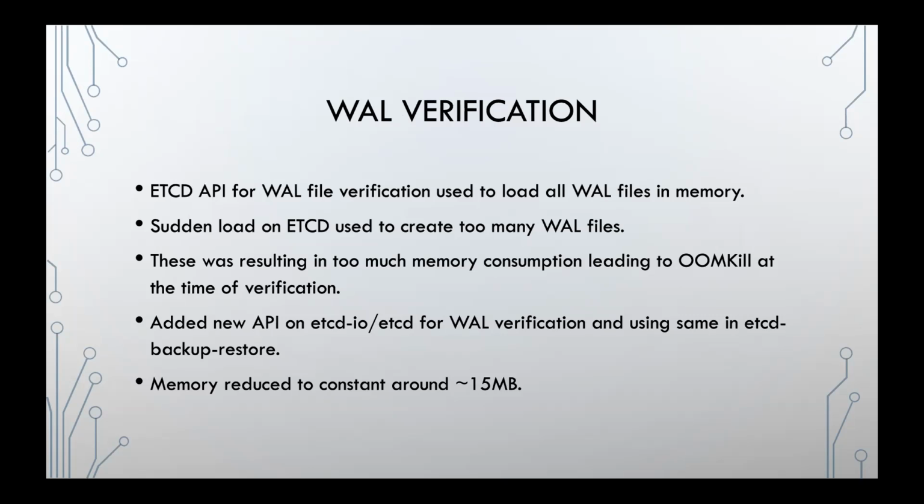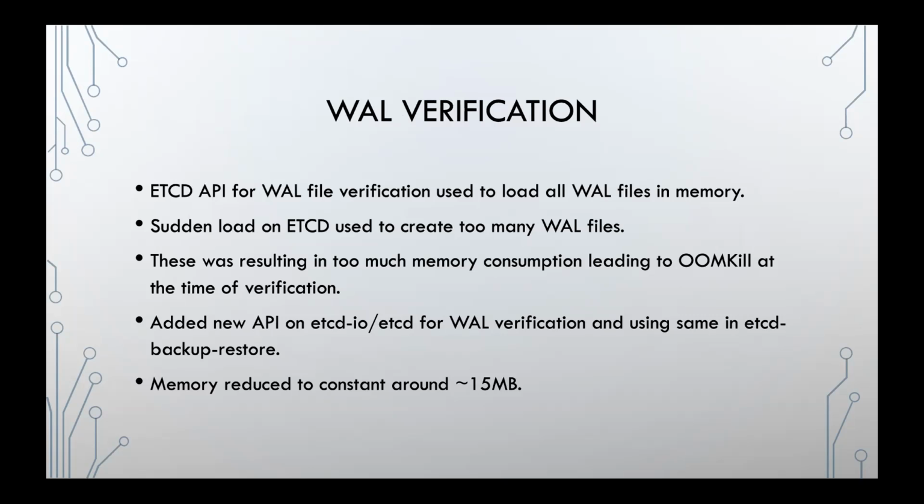for some scenario, if there is sudden load in a short time, there is too much load on etcd or rather the Kubernetes cluster, then you could see under the etcd data directory there are too many WAL files, and since etcd garbage collection of these WAL files takes time, maybe 30 seconds, sometimes these WAL files persist in etcd. And in that period, somehow if etcd gets crashed, then etcd backup restore comes in picture, and it tries to verify. And then we have seen that there was too much memory consumption in WAL file, and sometimes it used to get OOM killed.